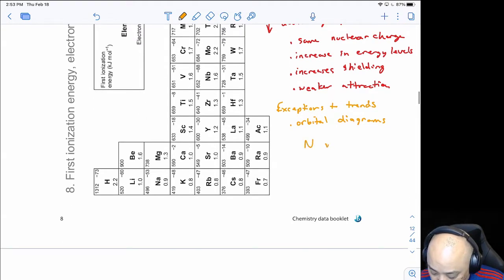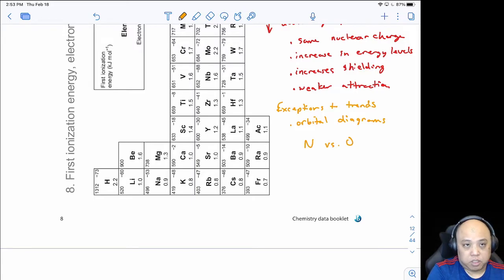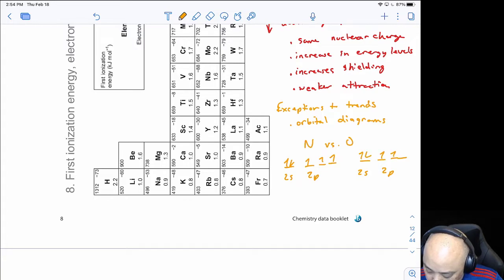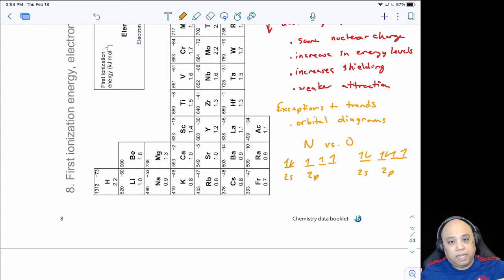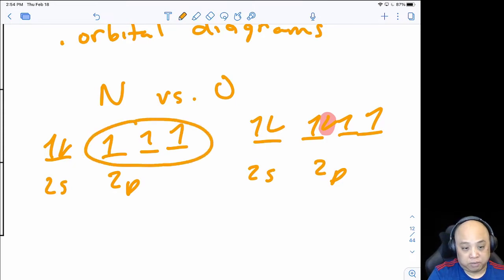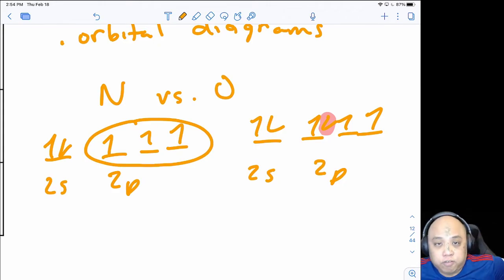So for example, nitrogen versus oxygen. It turns out, even though oxygen's to the right of nitrogen, it has a lower first ionization energy than nitrogen. So why is that? The reason is because oxygen has an additional electron in its 2p orbital, which means that when it loses it, it becomes half filled. So there's actually an energy incentive for oxygen to lose its first electron versus nitrogen, which already has a half filled sublevel. So it's fairly stable, and to lose an electron would actually make it more unstable. So therefore, it takes more energy for that to occur.